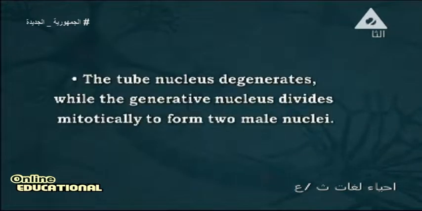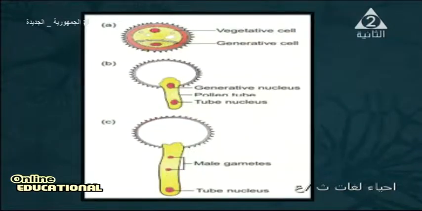The tube nucleus degenerates after the pollen grain reaches the egg cell in the ovary. This tube degenerates, means removed, not found. And what happens? The generative nucleus divides mitotically to form two male nuclei. Okay, this is the pollen grain, vegetative cell, and after these two nuclei are found, they form the pollen tube. This is the pollen tube. The pollen tube then forms the male gametes and the female gametes.